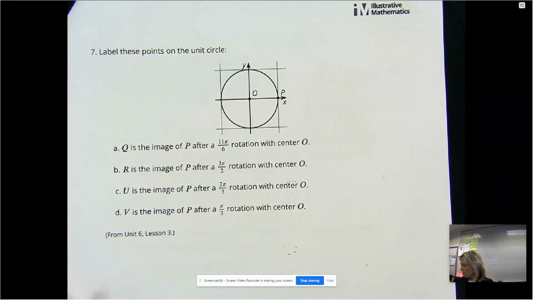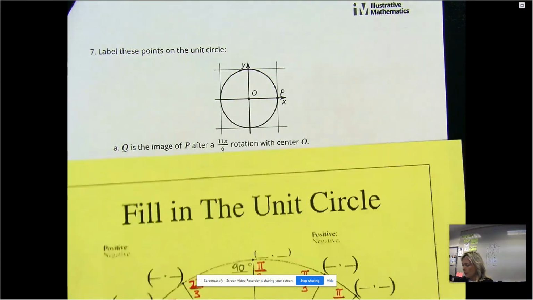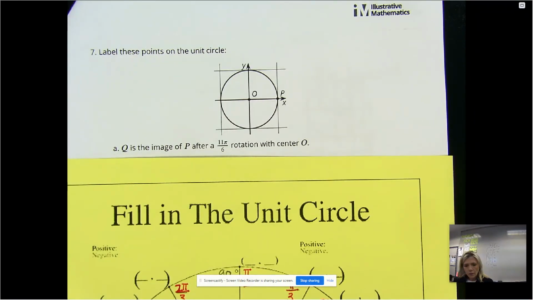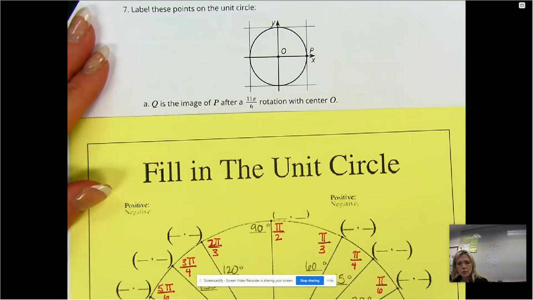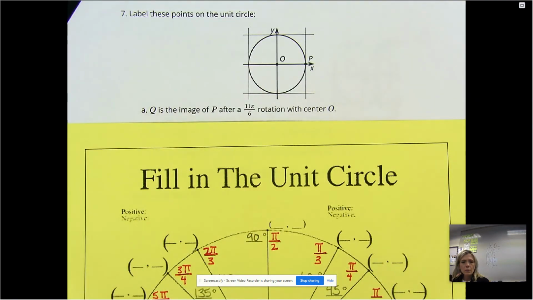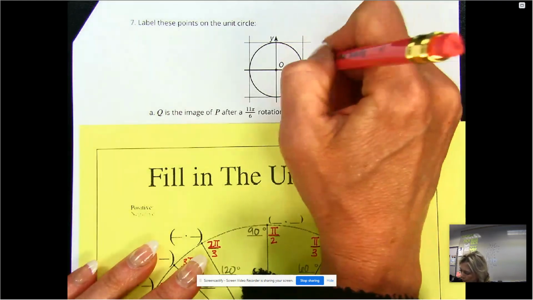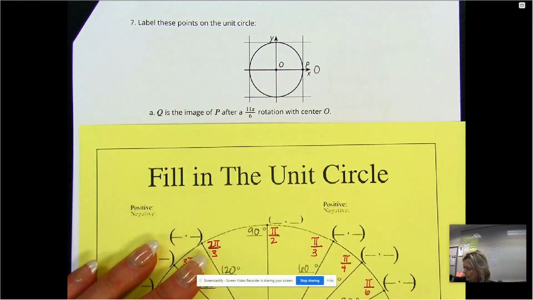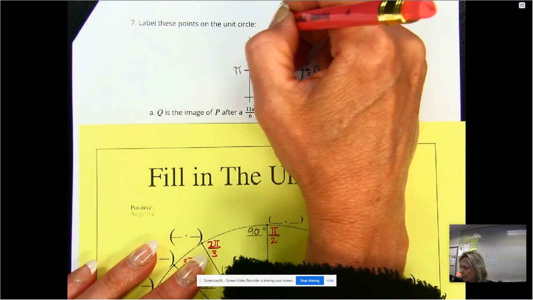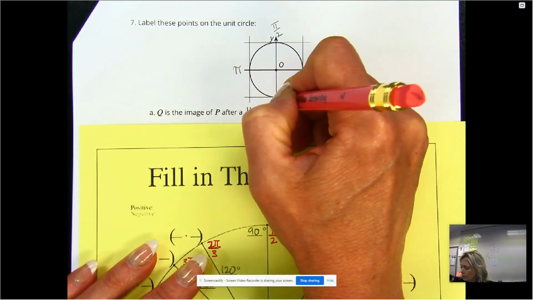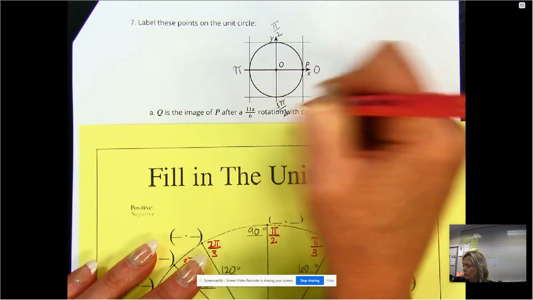All right, last problem. Okay, for this last problem, I'm going to use my unit circle again and put some points on this circle. So Q is the image of P. So P is right here at 0. And let's just remember we have some known measures. This is pi. This is pi over 2. And this is 3 pi over 2.